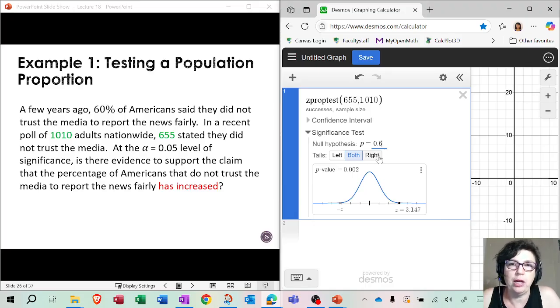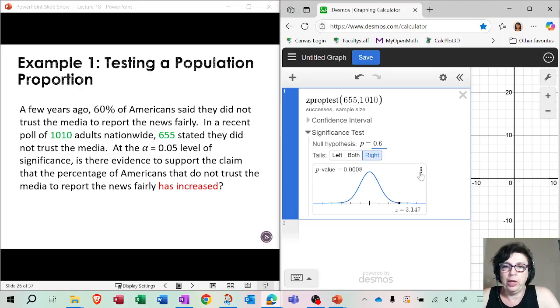Then you need to decide, am I going to have a left-tailed, both tails, which is two-tailed, or right-tailed? How do I know that? Well, I have to look at the claim. The claim says, is there evidence to support that the percentage of Americans that do not trust the media increased? So this is your clue word. Because it's increased, you're going to be using the right tail test. Okay, that's it.